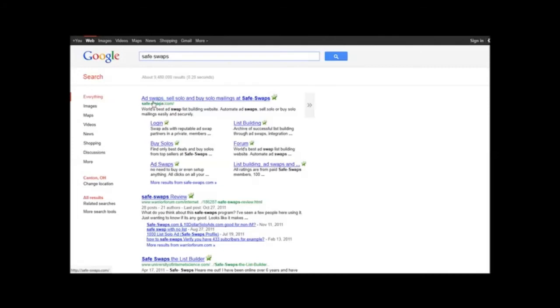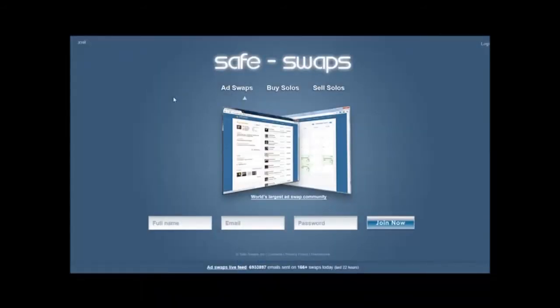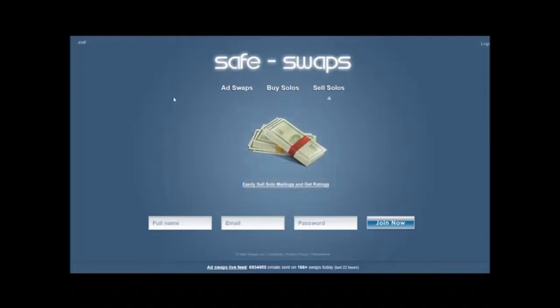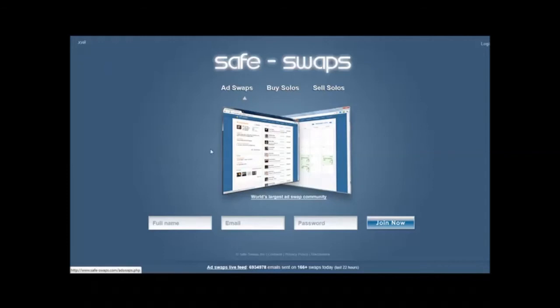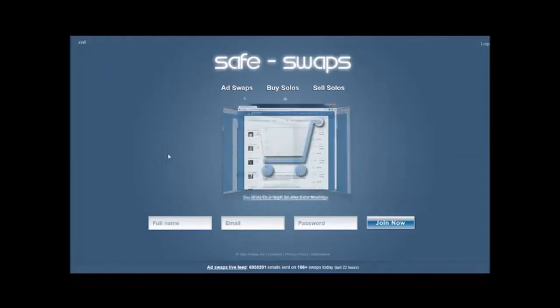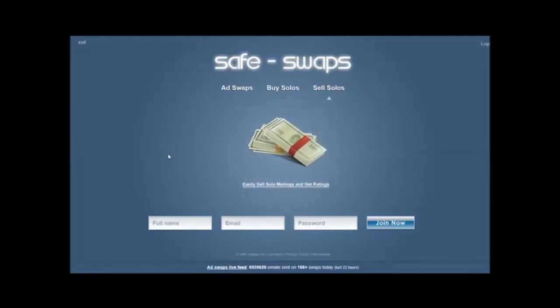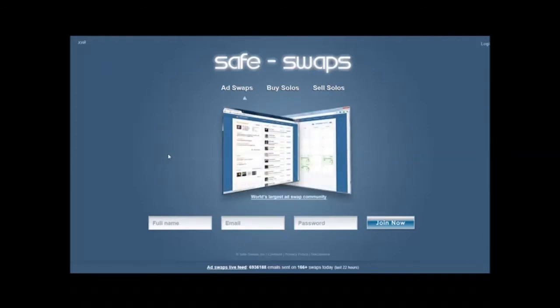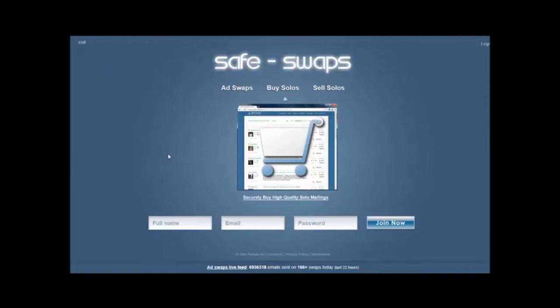Safe-Swaps is the website, and they have a really good site for what's called ad swapping, which I'll talk about in just a moment, and also for buying solo ads. You might want to look at creating an account with them. The only catch with their service is that they do charge a monthly fee to be a member, because they give you access to things like buying solo ads and that kind of information. So just keep that in mind.